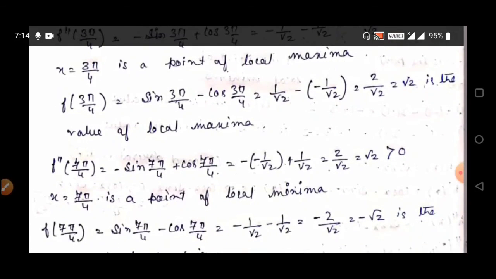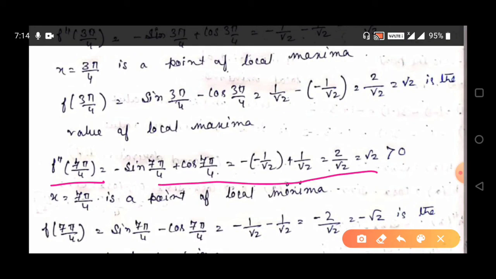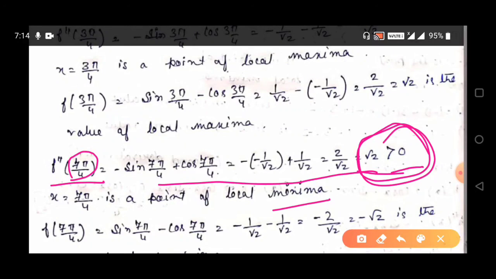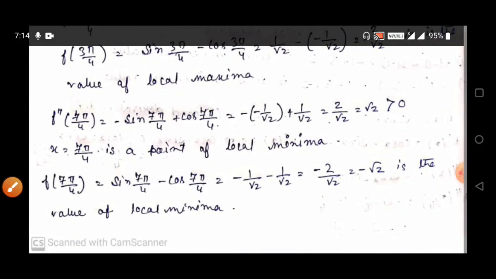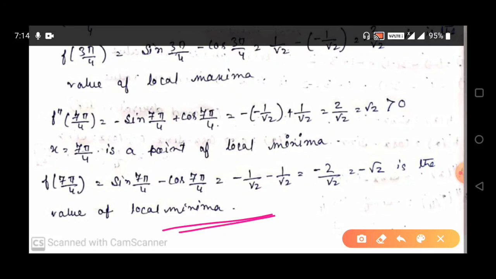Now for 7 pi by 4, f double dash of 7 pi by 4, from here we will get the value root 2, which is greater than 0. Whenever it is greater than 0, then 7 pi by 4 is the point of local minima, and f of 7 pi by 4, which is equal to minus root 2, is the value of local minima. So in this way you can use the first derivative test or the second derivative test to find the local maxima and local minima.